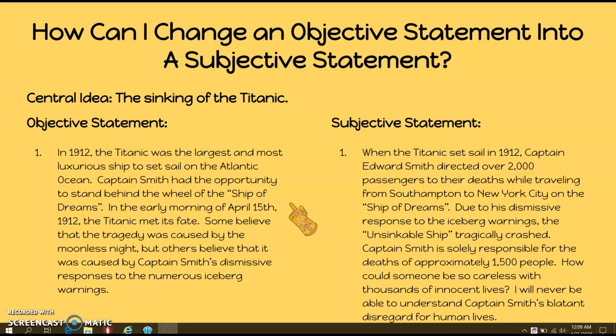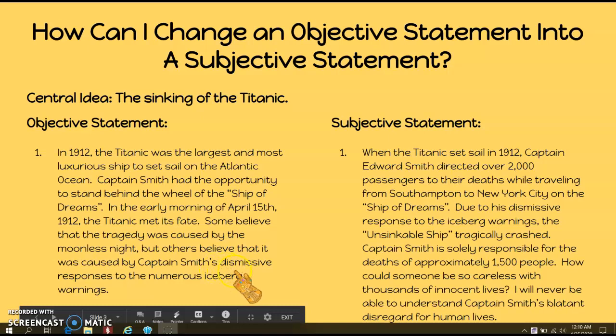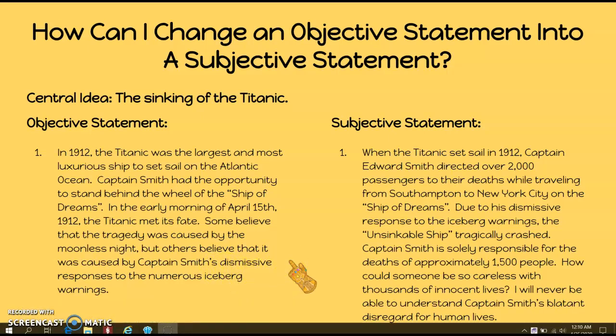So you know what my topic is. I'm discussing how the Titanic sank, what really caused it to sink. You don't know my opinion, but you do know the two sides that I address. The first side is that it was because of the moonless night. The second one was because Captain Smith dismissed all of the iceberg warnings that he received.